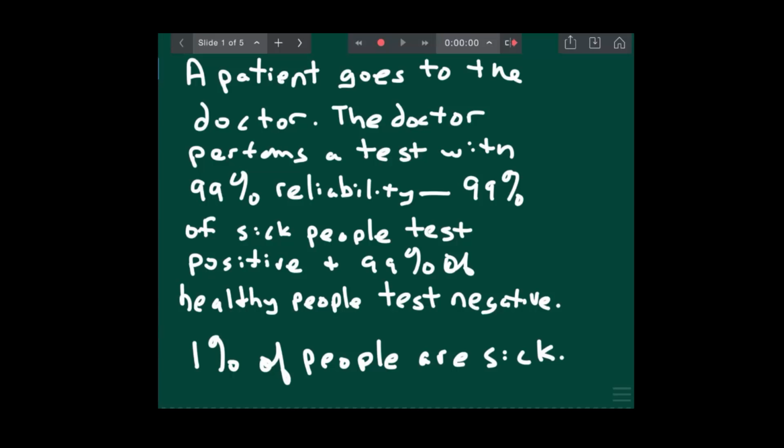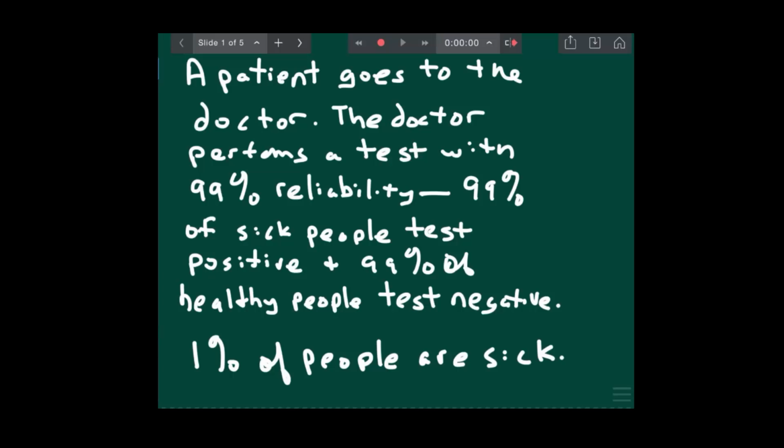In this video, I'd like to talk about Bayes' theorem, which is a way of revising probabilities given new information. And I'm going to use a tree diagram instead of the formulas that are presented in the text. So we start here with a patient who goes to the doctor, and we know that when the doctor performs this test, it has 99% reliability.